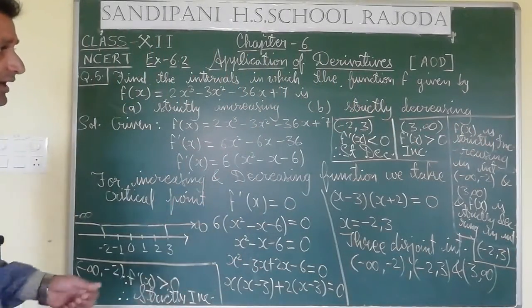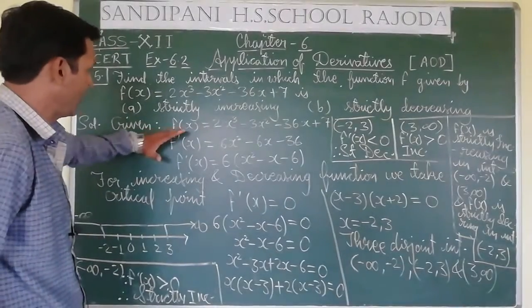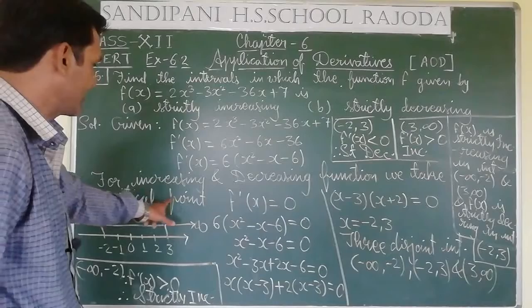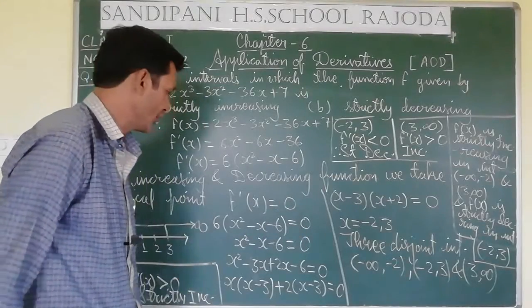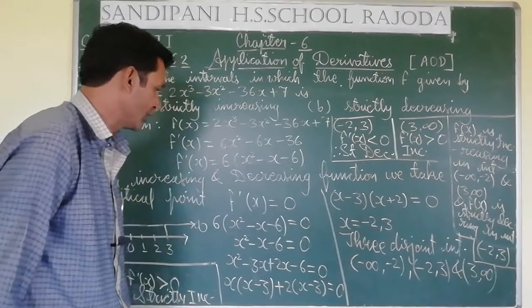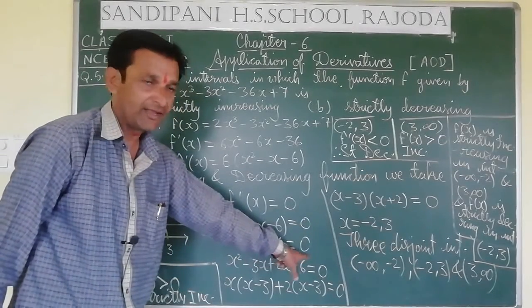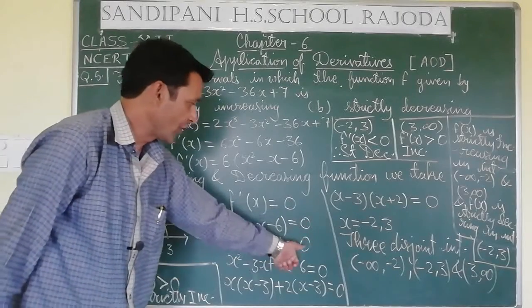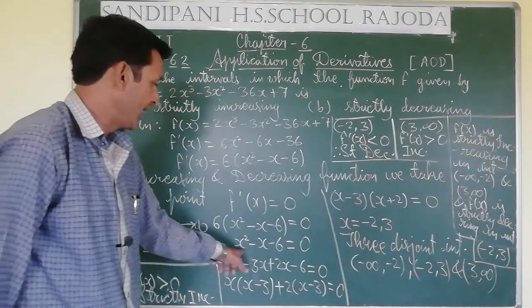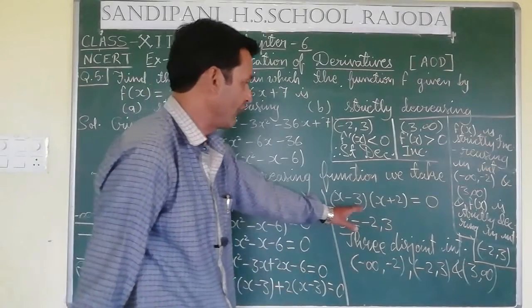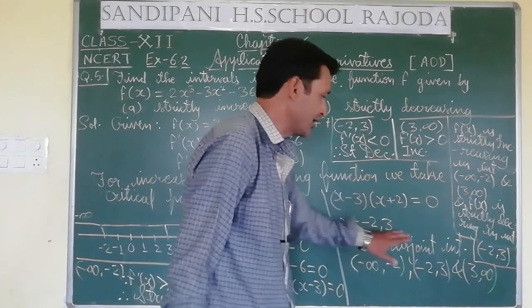Let me tell you once again what we have to do. First of all, f of x is written, then we have to find f dash x. After finding f dash x, we put f dash x equal to 0. So f dash x equal to 0 means 6 into this complete expression is equal to 0. So 6 divides the RHS, and 0 upon 6 is 0 only. Now we have to factorize x square minus x minus 6. After factorizing we got two values, minus 2 and 3.